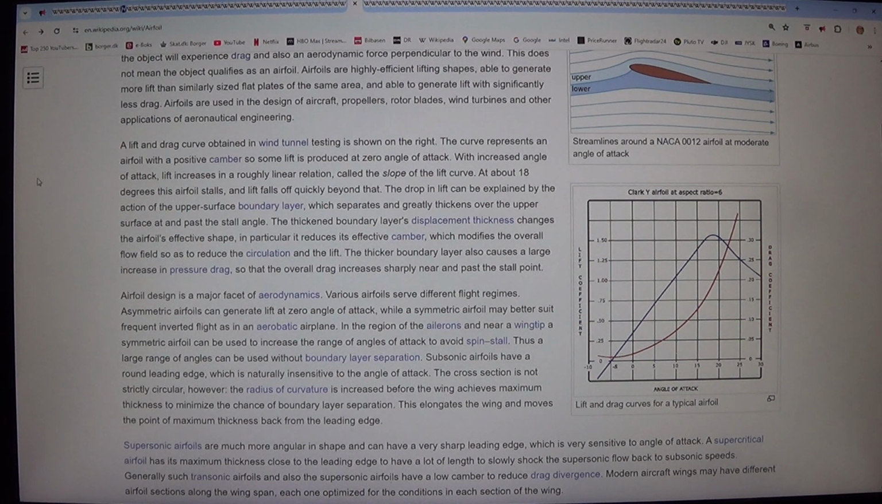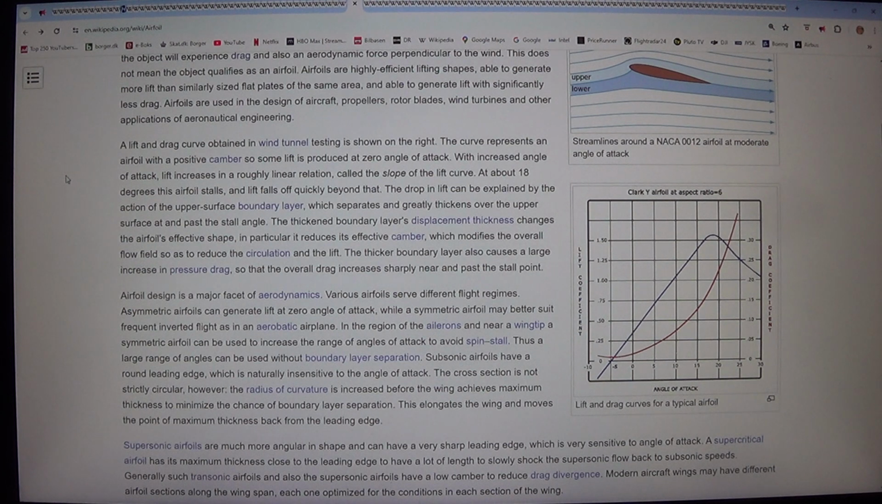A lift and drag curve obtained in wind tunnel testing is shown on the right. The curve represents an airfoil with a positive camber, so some lift is produced at zero angle of attack. With increased angle of attack, lift increases in a roughly linear relation, called the slope of the lift curve. At about 18 degrees this airfoil stalls, and lift falls off quickly beyond that. The drop in lift can be explained by the action of the upper surface boundary layer, which separates and greatly thickens over the upper surface at and past the stall angle.